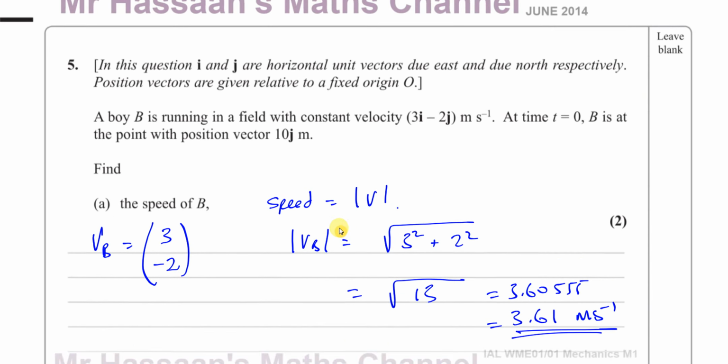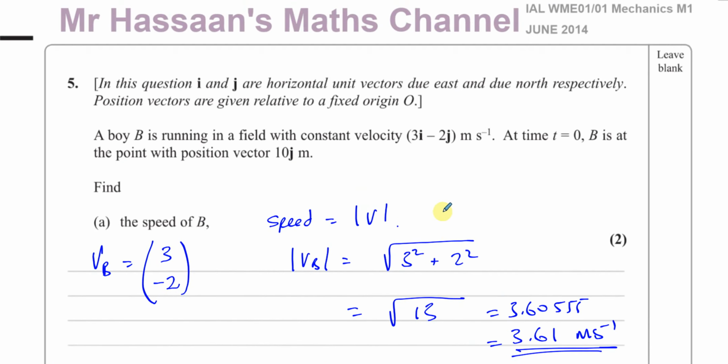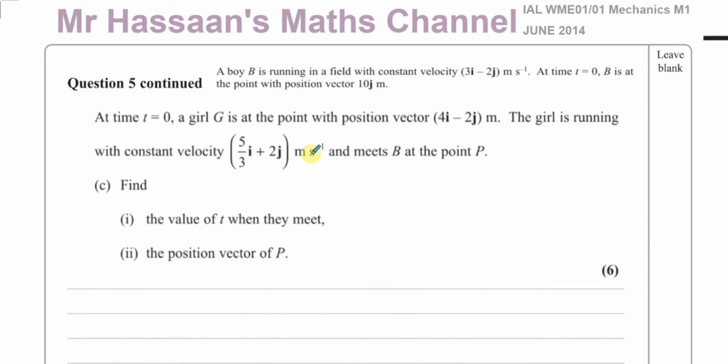Okay, so that's A and B. That doesn't really go into the issue that the student was asking me about, but the second part of this question does, part C, sorry. It says, at time t equals 0, a girl G is at the point with position vector 4i minus 2j meters. The girl is running with a constant velocity 5i plus 2j meters per second and meets B at the point P. Find the value of t where they meet.